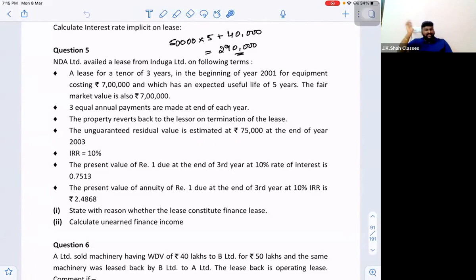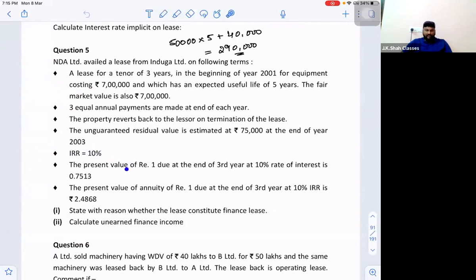Unguaranteed means at the end of the 5th year, when the asset will be of no use, the lessor will sell it to somebody in the market and may fetch 75,000. That is why it is unguaranteed value. Correct? IRR is given. IRR is given at the rate of 10% in the question. So this is the IRR of the lessor.